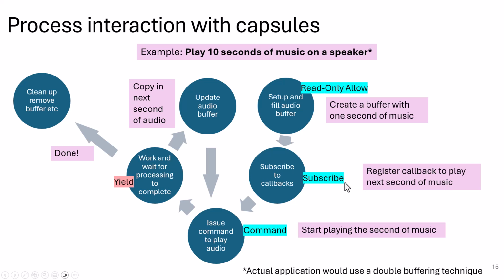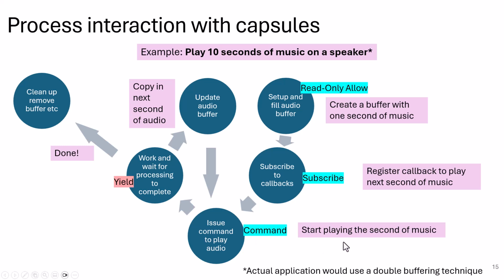So that when the kernel has played that second, it can then tell the user process, hey, I'm done, I'm ready for the next second of music. And so that callback that the kernel calls is registered by that user process. And then once this is set up, the process can say, all right, start playing that second of music. That'll be a command, and it'll issue that command to play the audio. And once that command is issued, the user process is going to need to wait around.